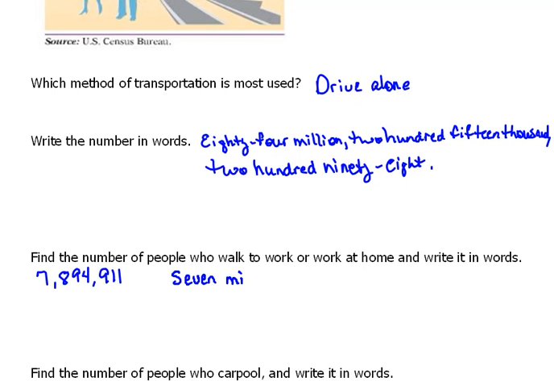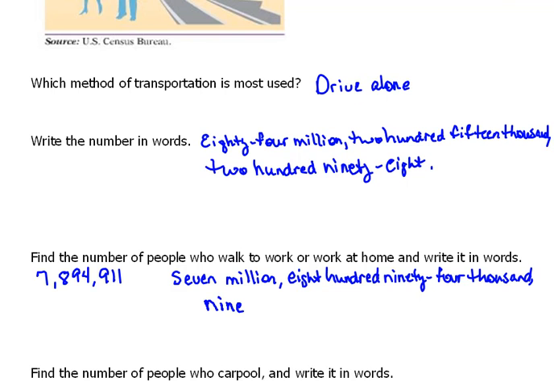7 million, comma for the period, 894, that's hyphenated. And now since that's the thousands period, we want to write thousand, comma, 911. Hey, let's check it and make sure we're right. 7,894,911. That looks very good.